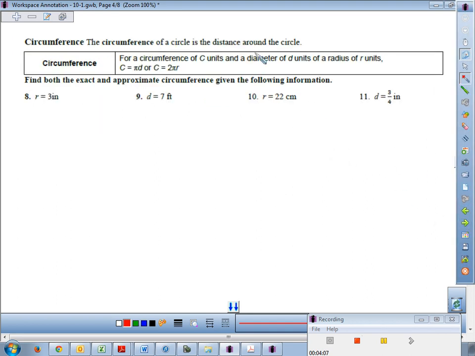Circumference is the distance around the circle. There's no such thing as the perimeter of a circle. There are two different formulas: circumference equals 2 pi r, or circumference equals diameter times pi. The reason they give you two different formulas is because it depends on what they give you. If they give you the radius, it's nice to use one formula. If they give you the diameter, the other. Well, so here they are.